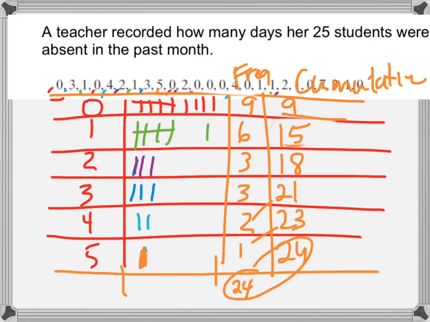So for instance, if I said, how many students were absent at most 3 days? I can pick off that information right from my cumulative frequency graph. So it would be 21. Okay? So for every frequency table, you're going to add a column that's for cumulative frequency.